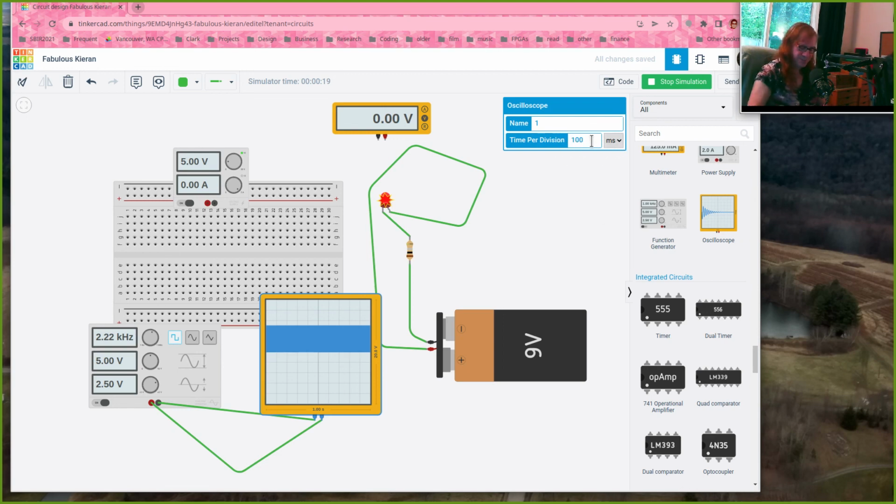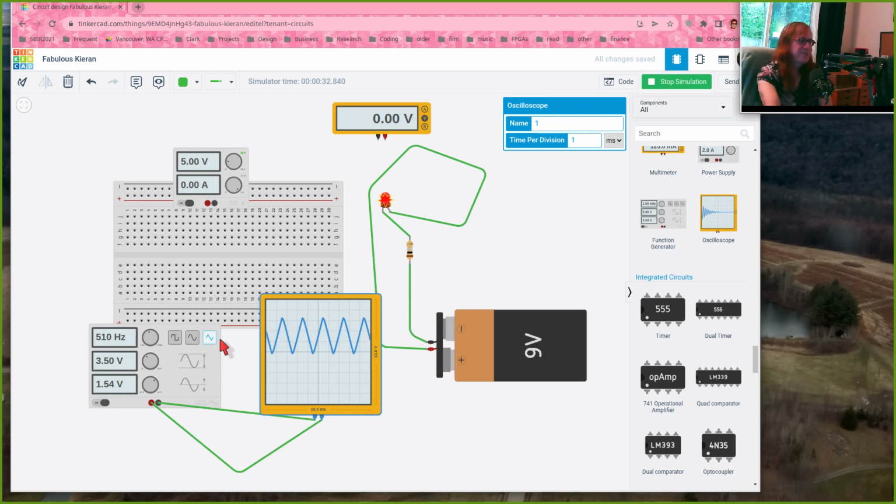my oscilloscope displays things. So if I'm displaying 1 millisecond per time division, that's from line to line here, and I've got a 2.22 kilohertz signal, this is what it looks like. If I bring the frequency down, my waveform gets spread out more. Here I can change the amplitude. Here I can change the offset. I can change it from a square wave to a sine wave to a sawtooth wave, and so on.